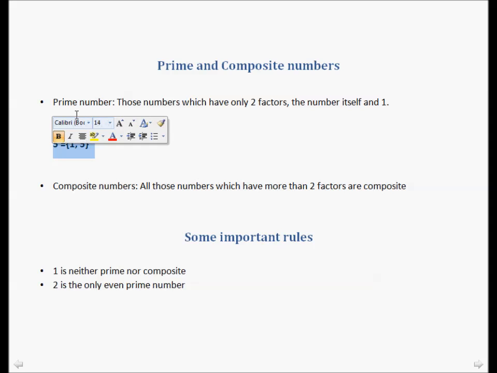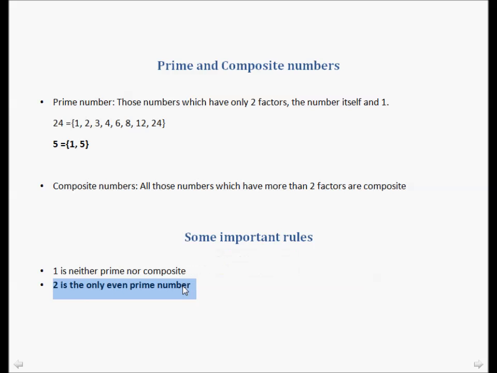Then what is 24? 24 is a composite number, right? Those numbers which are not prime are composite. By definition, 1 is neither prime nor composite. So this you have to keep in mind, that 1 is neither prime nor is it composite. The other important result is that 2 is the only even prime number. This is the property which we would be going to use very extensively in a few questions which are asked in our exam. So you have to always keep in mind that 2 is the only even prime number.